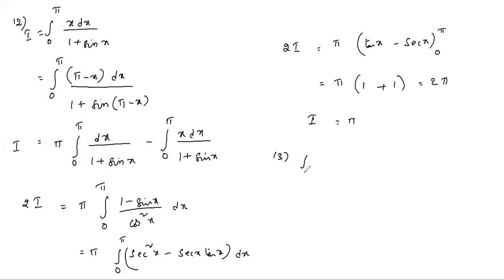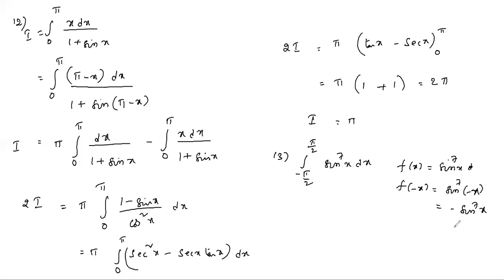Next, 13th one, minus pi by 2 to pi by 2, sine power 7x dx. Sine power 7x is already an odd function, so directly the answer is 0. So f of x equals sine power 7x. F of minus x equals sine of minus x is minus, so the power is odd, so minus sine power 7x. So it is equal to minus f of x. So f is an odd function. So minus a to a of an odd function is 0. So the answer is 0. First you have to prove the function is an odd function and later write the direct answer, it is 0.